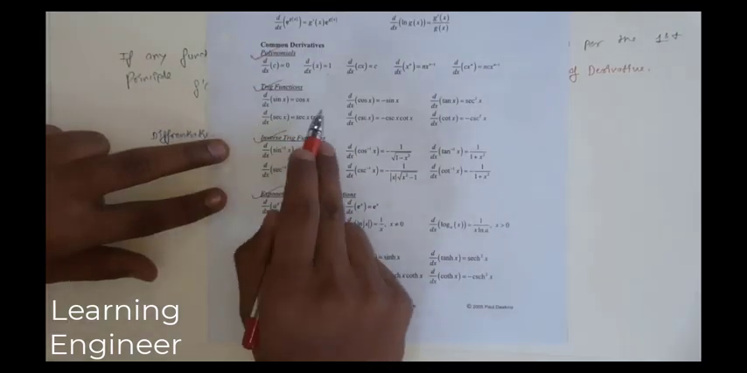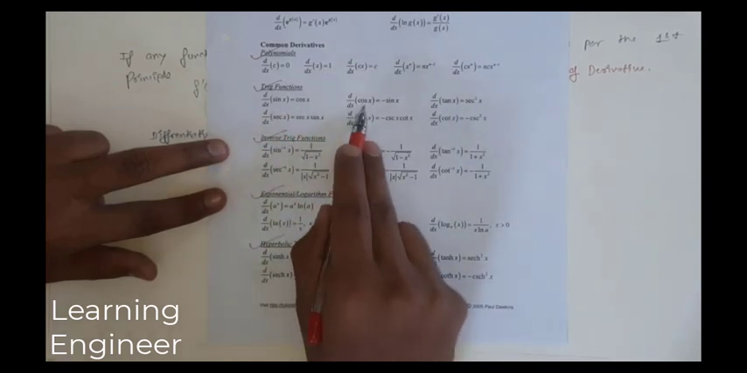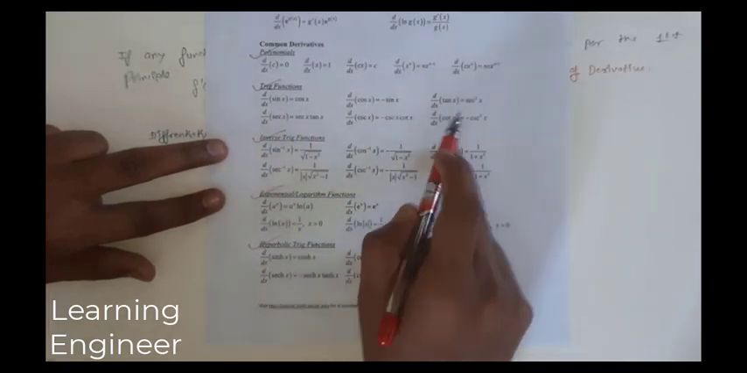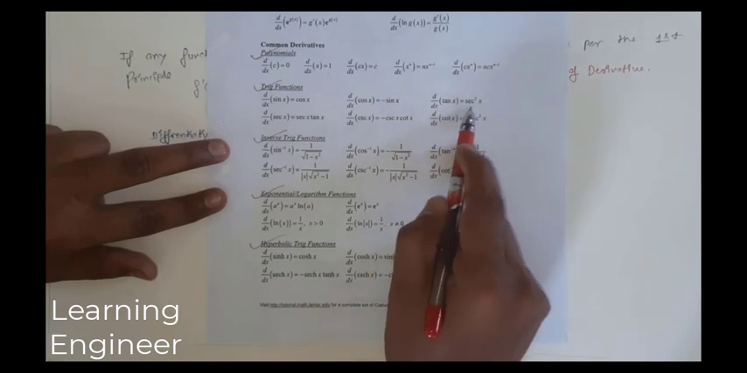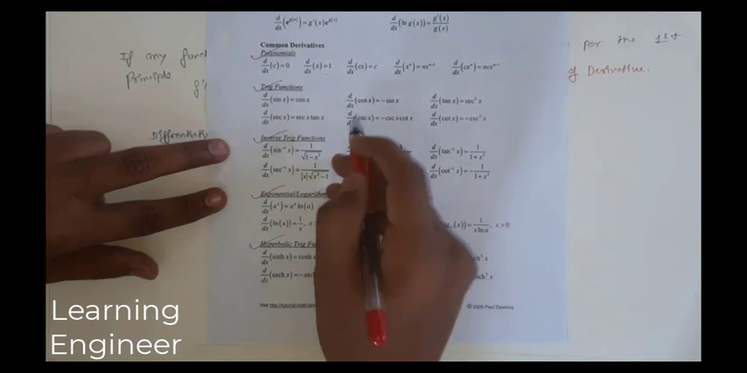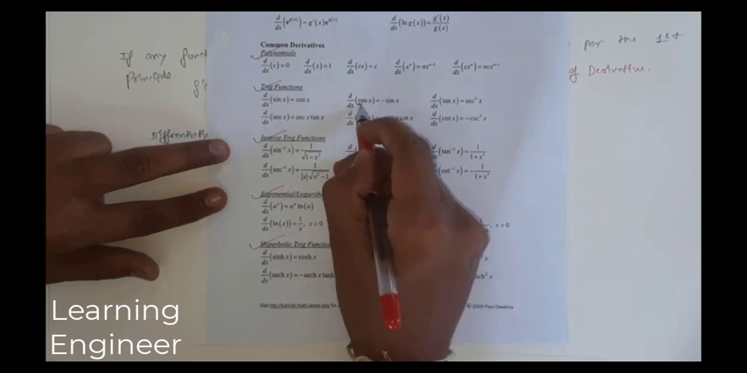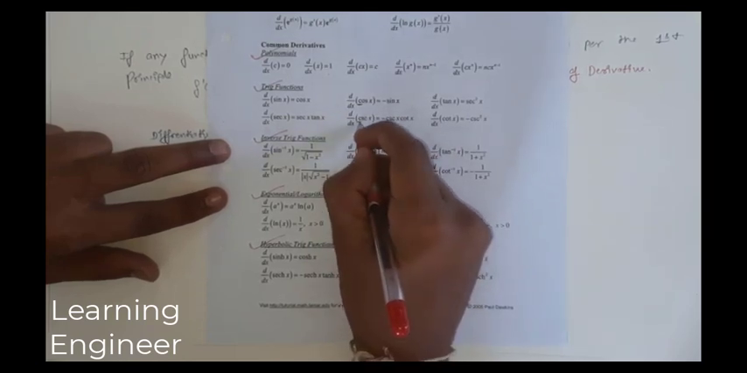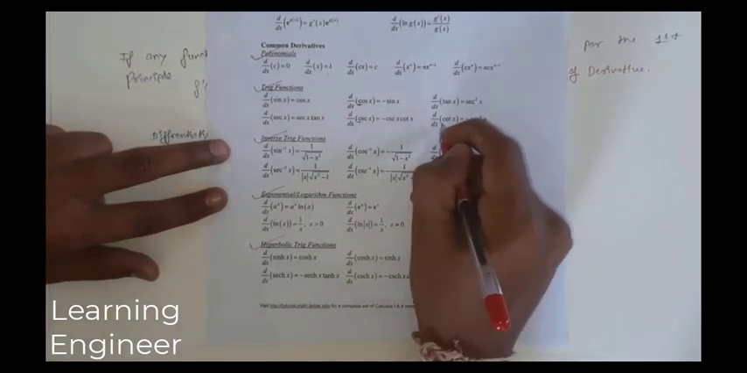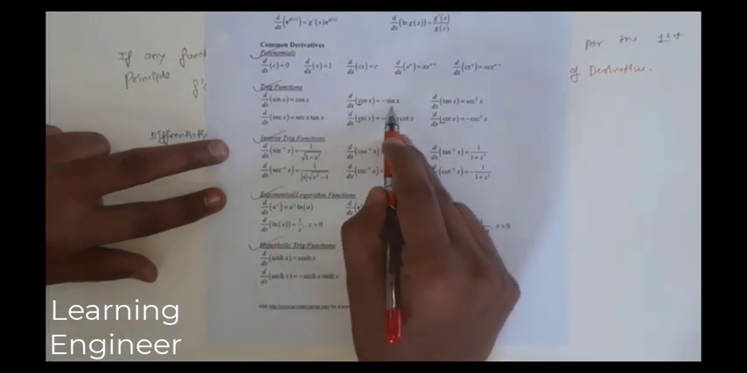Then let us talk about the trigonometric functions. Derivative of sin x is equal to cos x. Derivative of cos x is minus sin x. Derivative of tan x is equal to sec square x. In trigonometric functions, you have to remember one thing: whenever you are taking the derivative, if that trigonometric function starts with c, then the derivative will come with a minus sign.